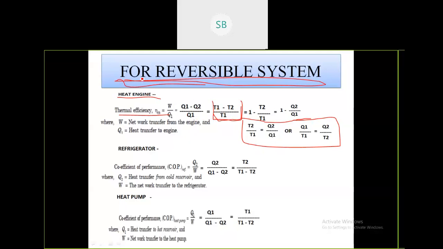For any reversible system, and this is the most important phrase, reversible system, the efficiency of a heat engine, or the COP of a refrigerator or heat pump, depends on the temperatures of the reservoirs only. It does not depend on the working fluid we are using in that particular machine or system. Similarly, for the refrigerator and the heat pump we can also write it in the form of temperature. These are just extensions of those formulas for reversible systems. You should know that it is just for reversible systems, not for irreversible.